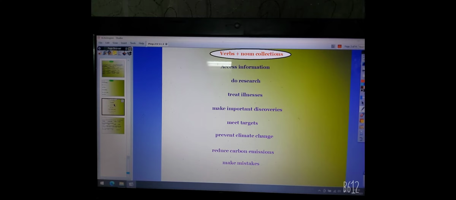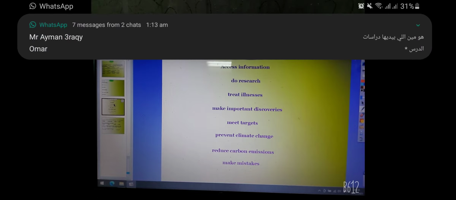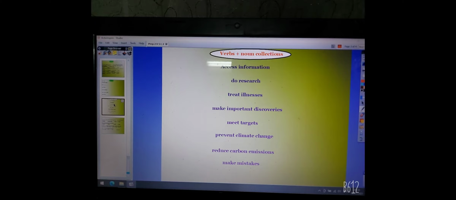So, let's complete: prevent climate change. For example, if the government doesn't take measures to prevent climate change, more natural disasters will occur or may happen.